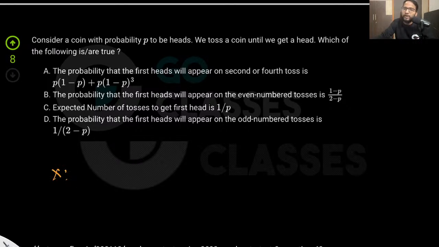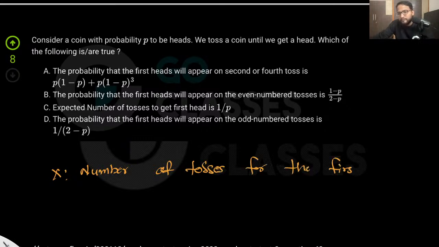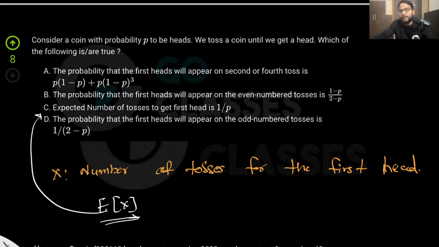Let X be a random variable. You can define it in any way. They are asking the expected number of tosses for the first head. So just remove this "expected", and then X will be the number of tosses for the first head. Let's suppose this is your random variable X. And then what they have asked is the expectation of X, right? So whenever you need to define some random variable, remove the "expected" first, and then you will get to know how to define that random variable, right?